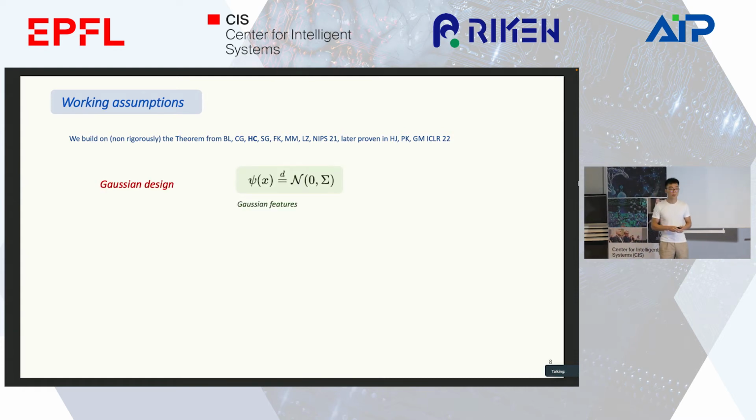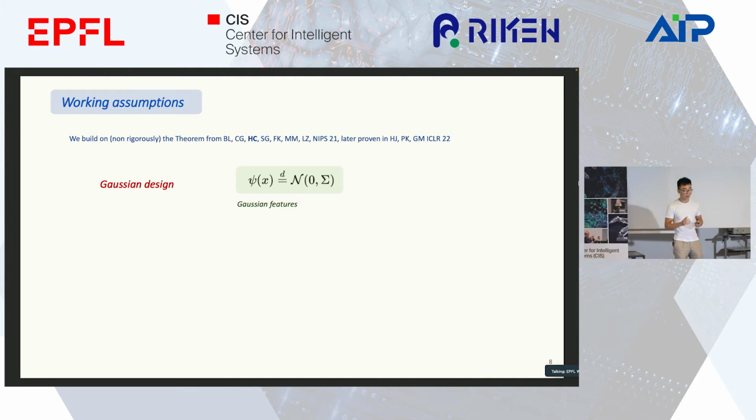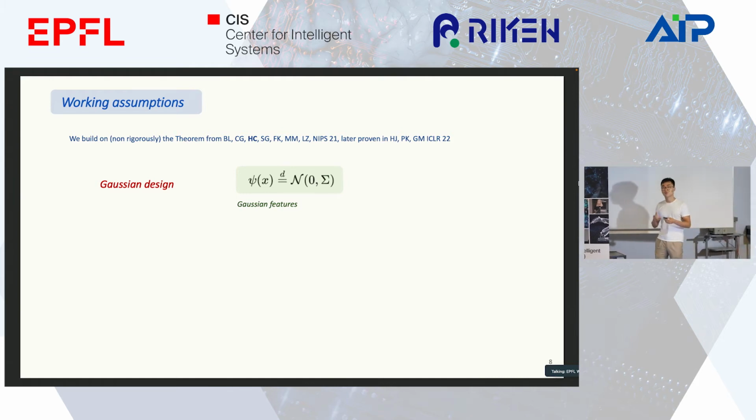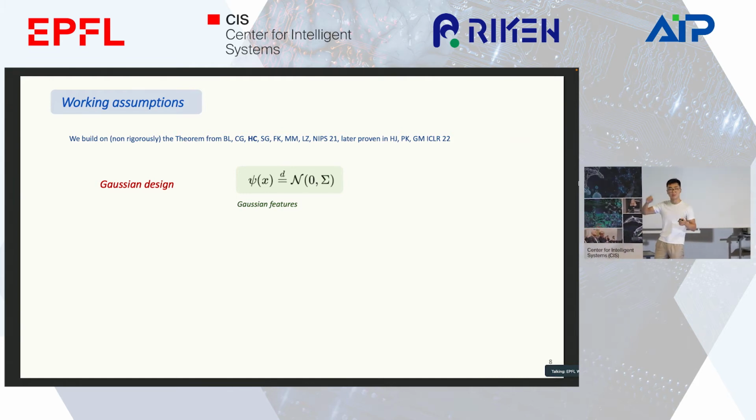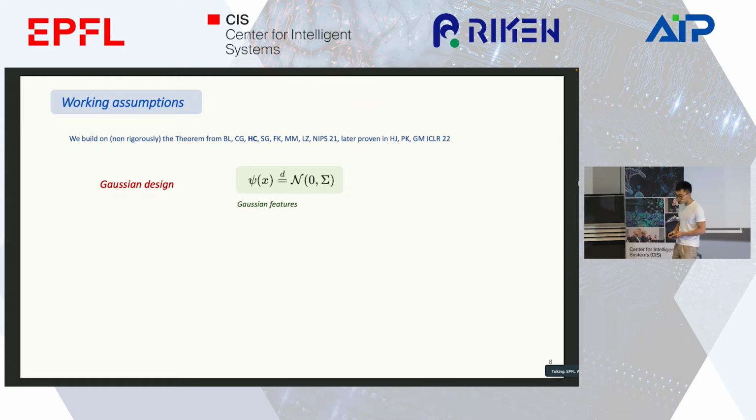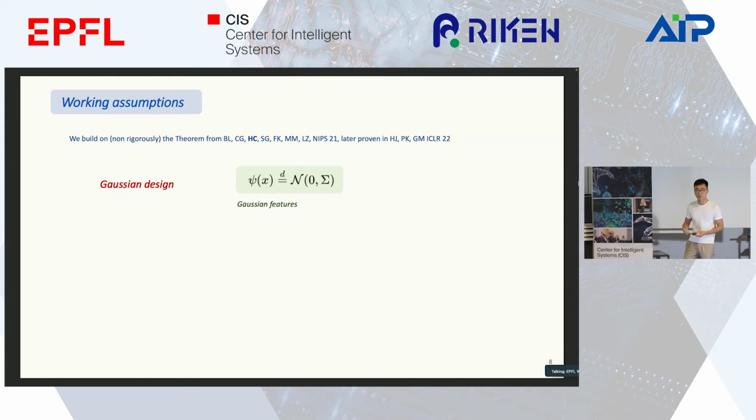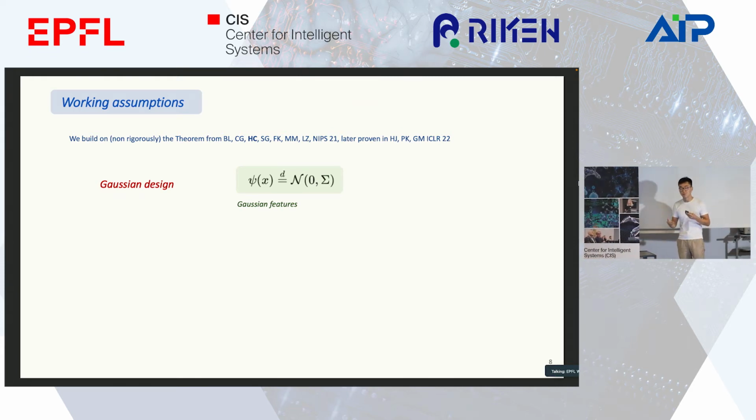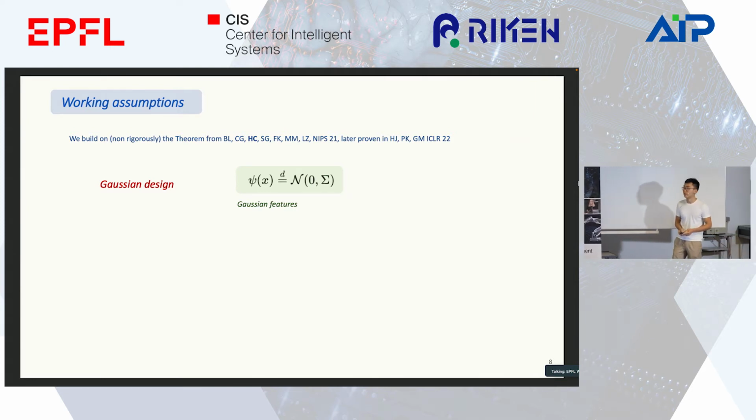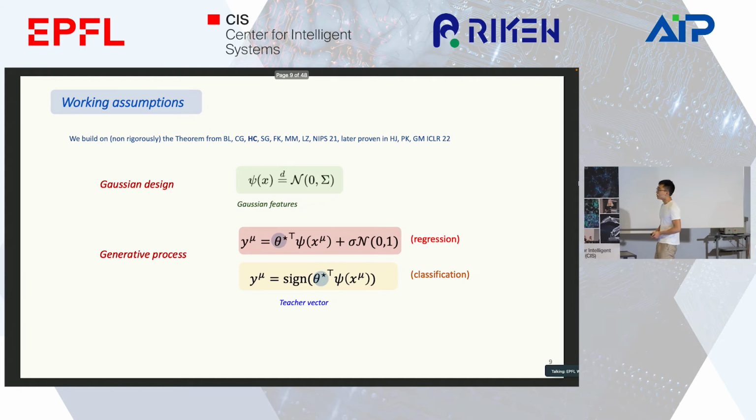So the first assumption which we'll be needing is that of Gaussian design. Remember those transformed data living in this high-dimensional space, psi of x. Well, we'll assume that their distribution looks approximately Gaussian, which sounds like a strong assumption, but I'll show you some plots and some results that hint that our results actually hold beyond the Gaussian case, and there's some universality hidden behind all this.